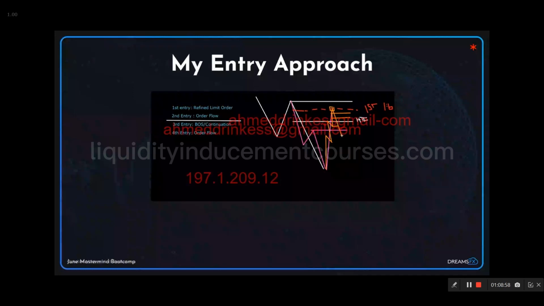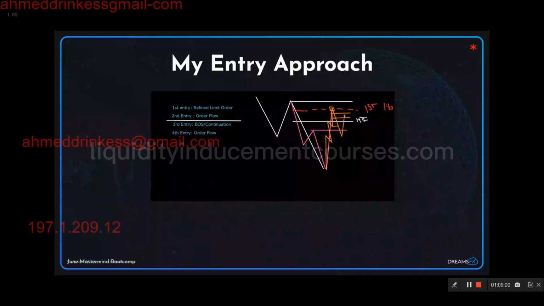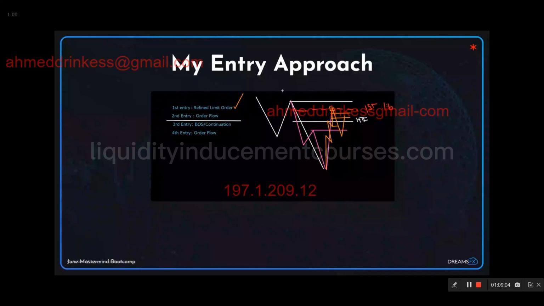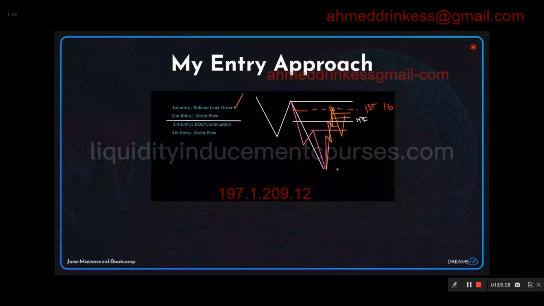So that being said, once it comes up to here, my first entry is always a refined limit order, 1 to 5, 1 to 6. My first TP for this will always be a new low. I don't care what happens internally. It'll always be the first low.